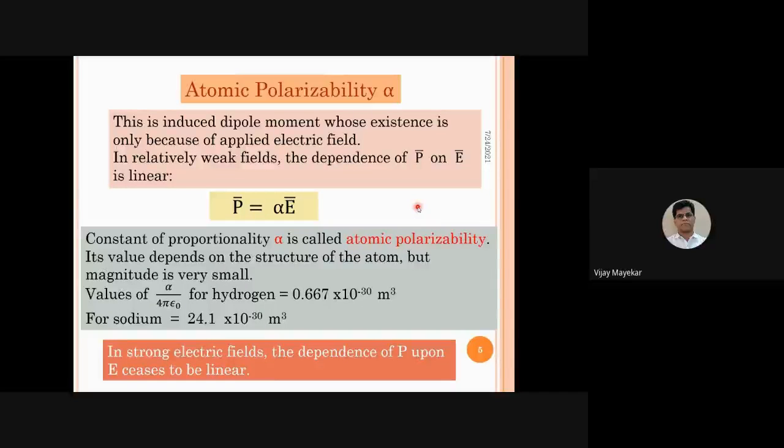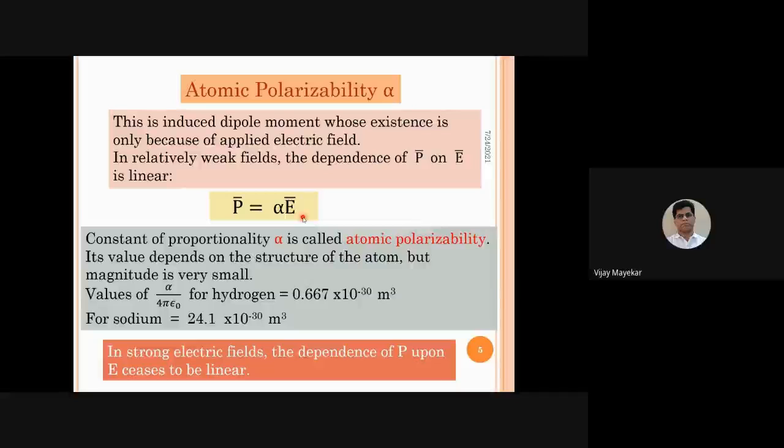This particular induced dipole moment is a created dipole moment. Why is it called induced? Because as long as the applied electric field is present, for that duration this dipole moment will exist. In the case of a relatively weak electric field, the dependence is linear, like a straight line dependence, y equals mx. So here we have P bar equals alpha E bar. This alpha, as I mentioned, is called atomic polarizability.